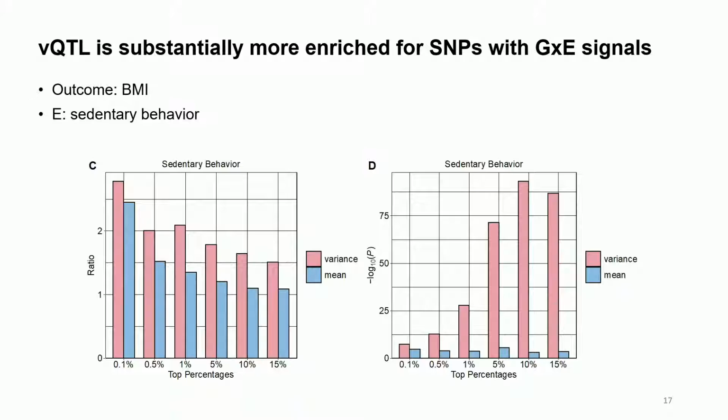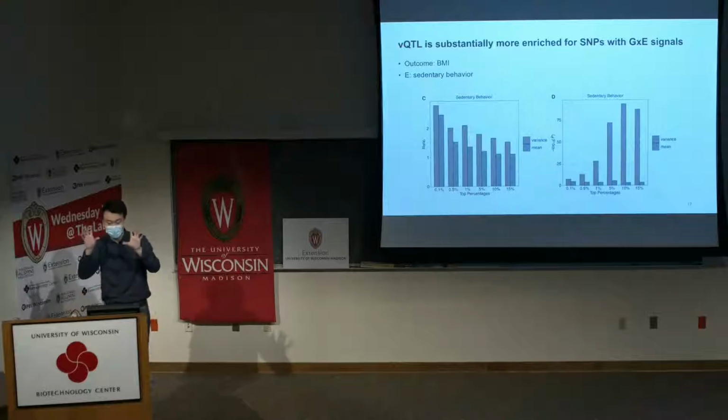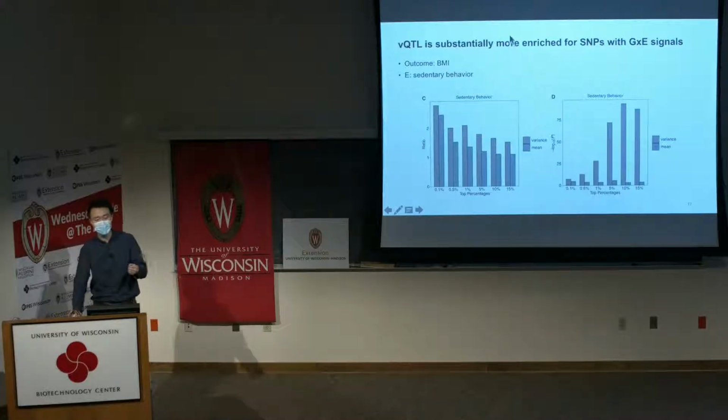Okay, good. Then this is just to show that the vQTL we identified in this approach are actually strongly enriched for SNP by E interaction signals. We did an actual SNP by E interaction scan in the UK Biobank using BMI as the outcome and sedentary behavior, which is a metric that quantifies how many hours you sit every day, how many hours you drive, how many hours you use a laptop, that sort of thing. And that interaction with SNP. We did a SNP by sedentary behavior interaction scan for 10 million SNPs in UK Biobank and identified some top signals with G by E signals. You can see that the top vQTL are much more strongly enriched for these interaction signals compared to the top signals you would get from a standard GWAS for BMI.